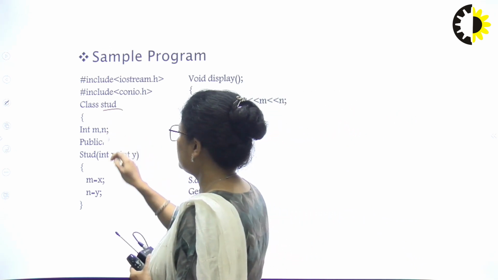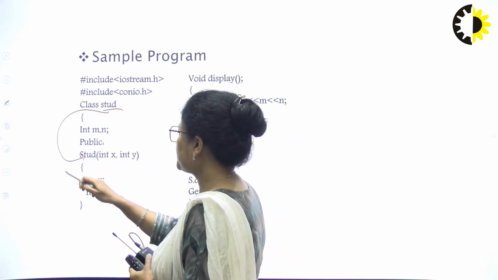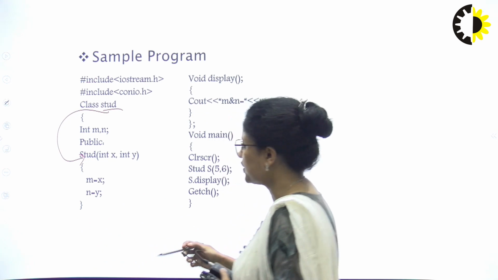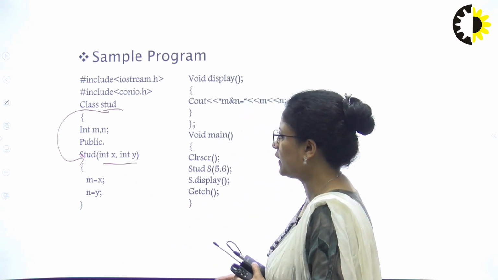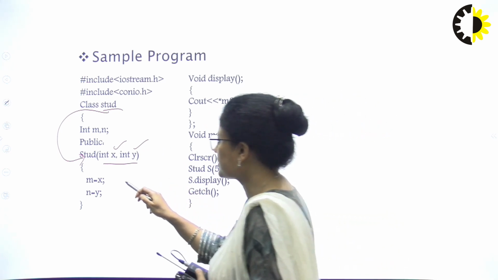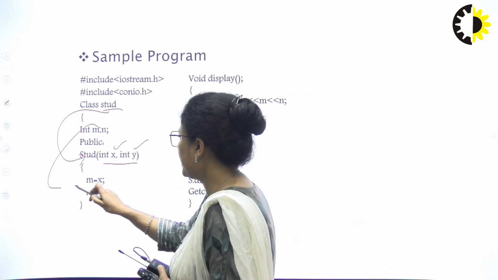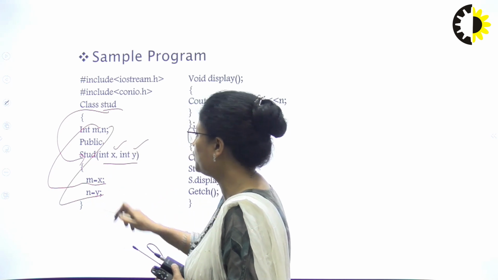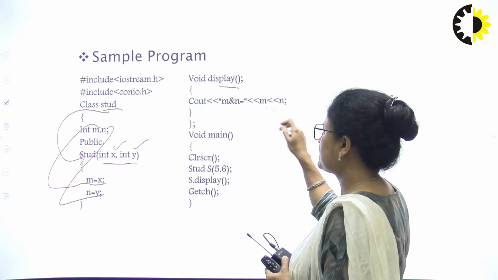So we have a class and you have the same function name as the class name. So it's a constructor and you have two member variables m and n. You are passing two parameters x and y. And what does this constructor do? It initializes the member m to x and initializes the member n to y. And the display function displays the value of m and n.